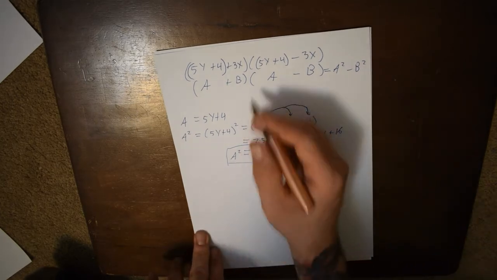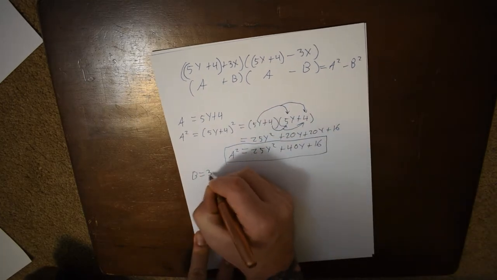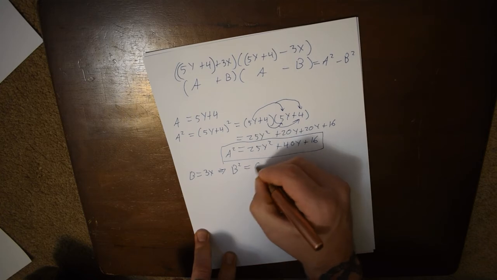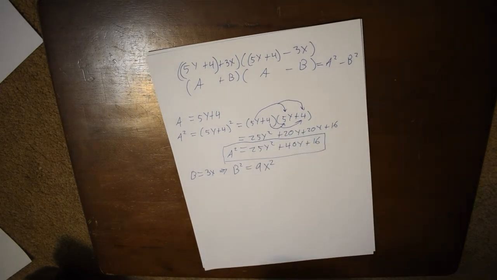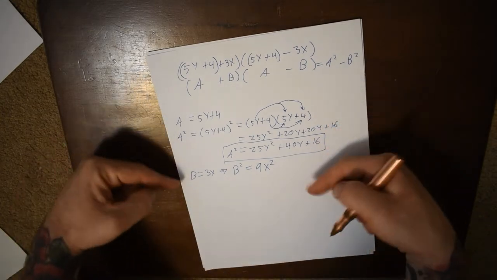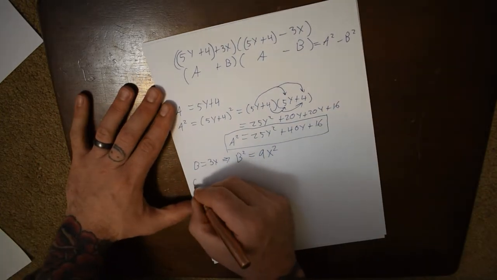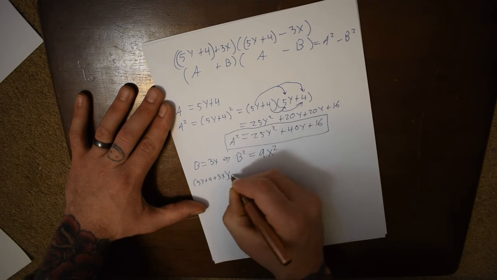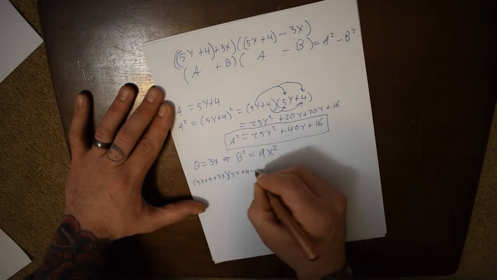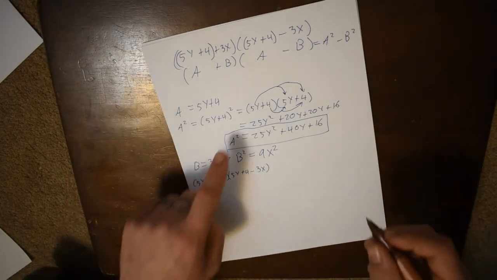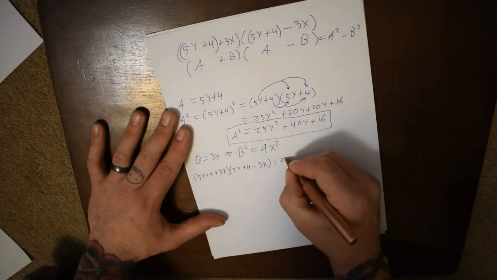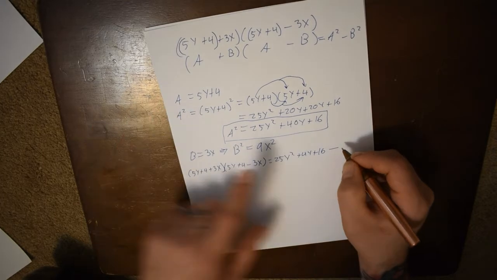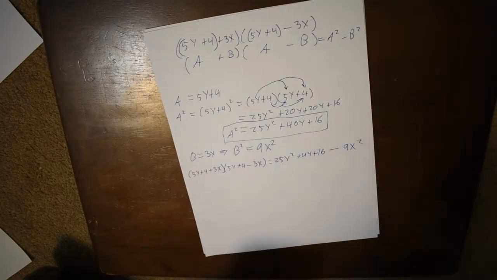Well, we also need b squared. We see that b is equal to 3x. Go through and square both sides. That tells us that b squared is equal to 9x squared. So, our final step is to put the information where it goes. We know that 5y plus 4 plus 3x times 5y plus 4 minus 3x is equal to a squared, 25y squared plus 40y plus 16, minus b squared, 9x squared.